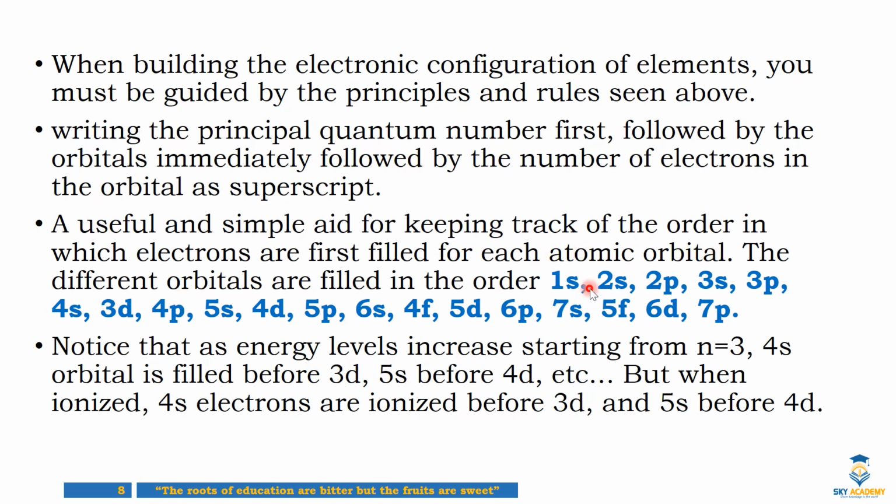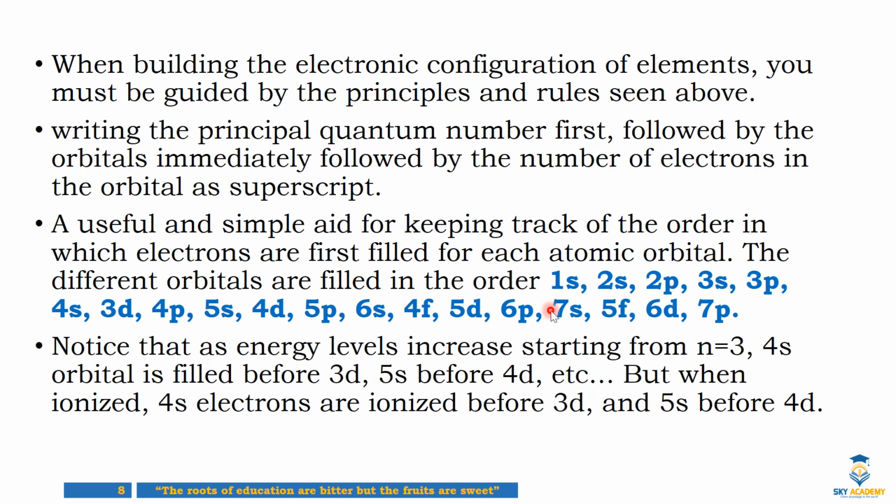So you will ask yourself where this order came from. I will explain it later. Notice that as energy levels increase, starting from n equal to 3, the 4s orbital is filled before 3d, 5s before 4d, etc. But when ionized, 4s electrons are ionized before 3d and 5s before 4d.